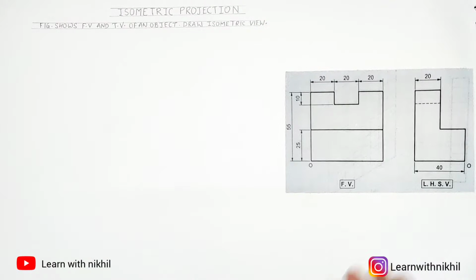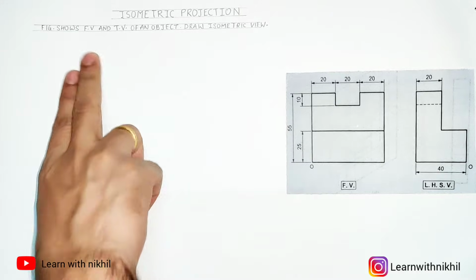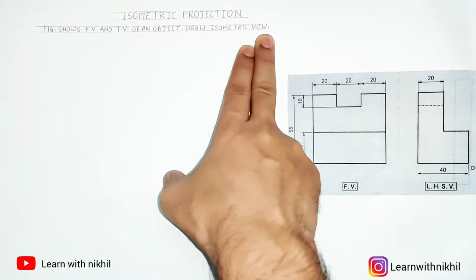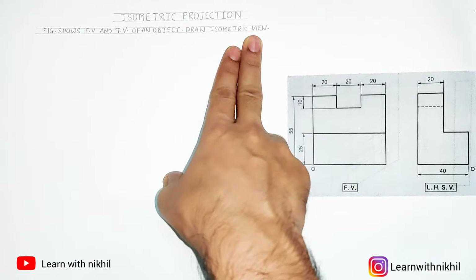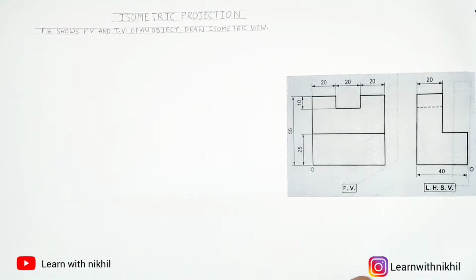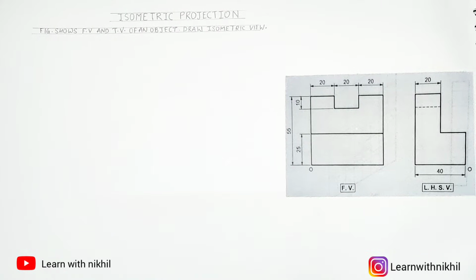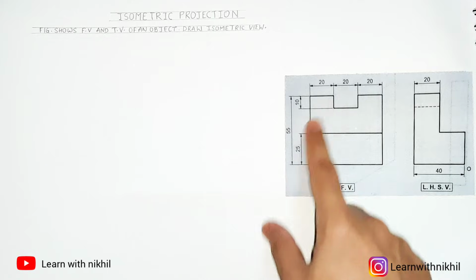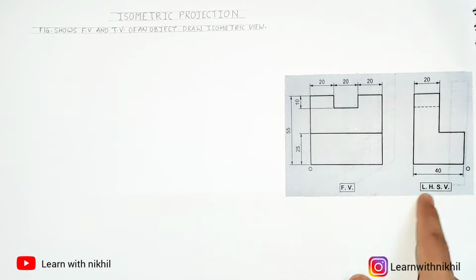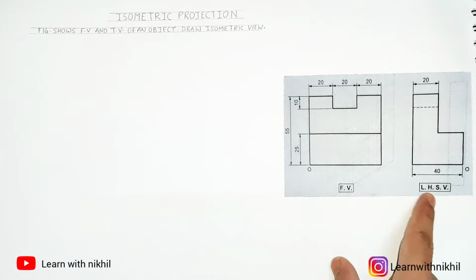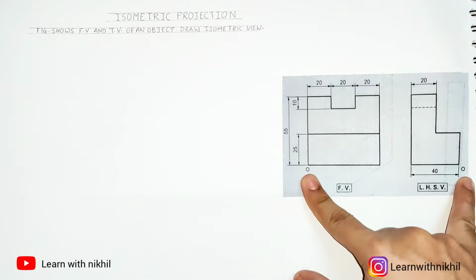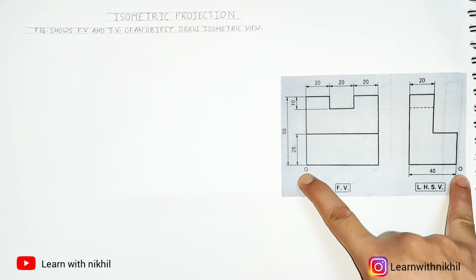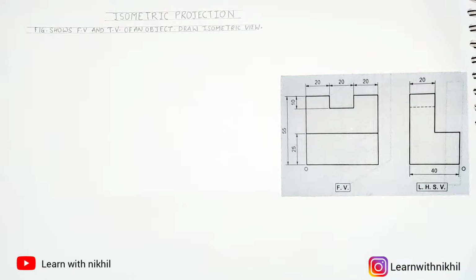Here we have taken the basic sum of isometric projection, where we have been given the front view and the left hand side view of a figure, and we have to draw its isometric view. So two-dimensional images are given. These are the two-dimensional images, and we have to draw its three-dimensional view.